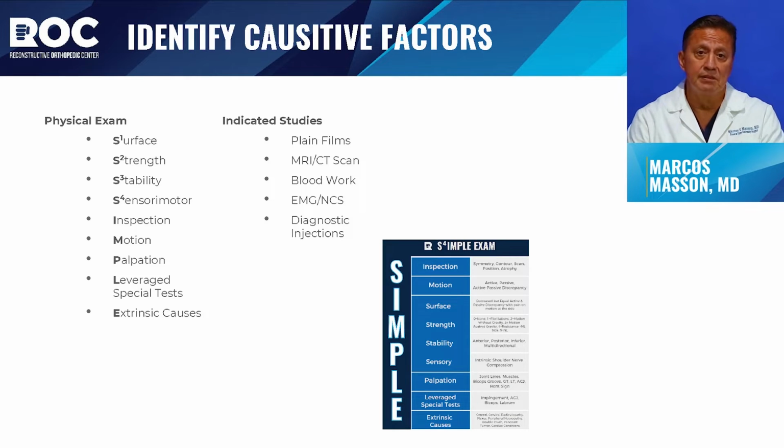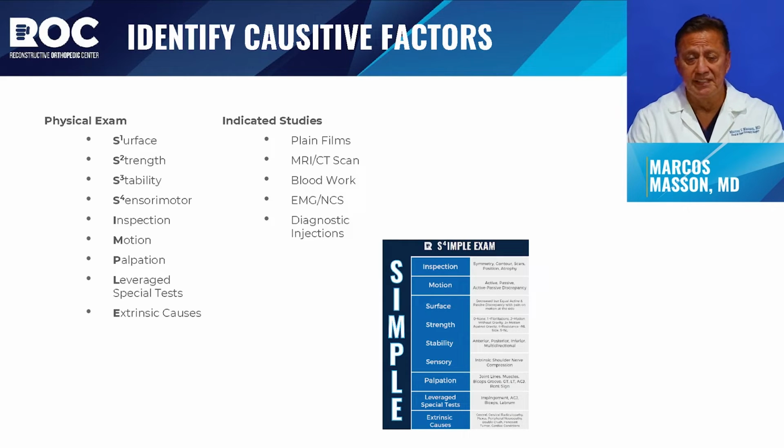Following this, we go to inspection, and inspection is to look and observe symmetry of the patient, any atrophy, scars, tattoos, anything that they may have that indicates something may be contributing to the causative factor. Then motion is examined, and motion is looked for active and passive motion and what we call active-passive discrepancy, because this gives you a whole slew of diagnoses that we can focus on.